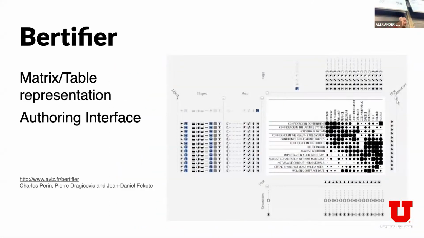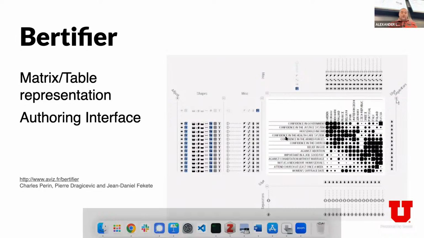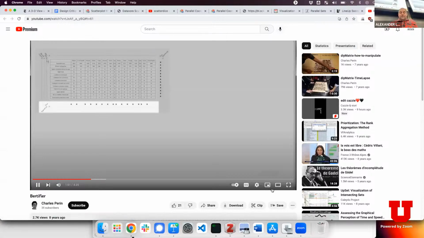A cool alternative is something like Bertifier, which is not an exploratory tool, but more a tool for creating charts. So if we jump into this video here.